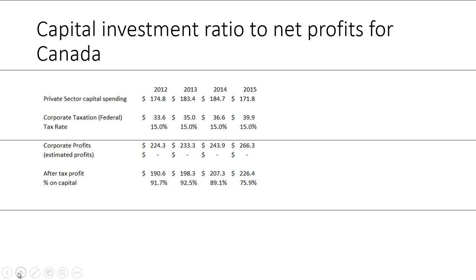So I came up with my estimated corporate profits for the year, which are in billions here, which is 224, 233, 244, and 266. So it's been growing each year, which kind of stems to what's happening with the economy and everything else. Over the past few years it's been a bit stronger, there's more corporate profits, there's more investment.